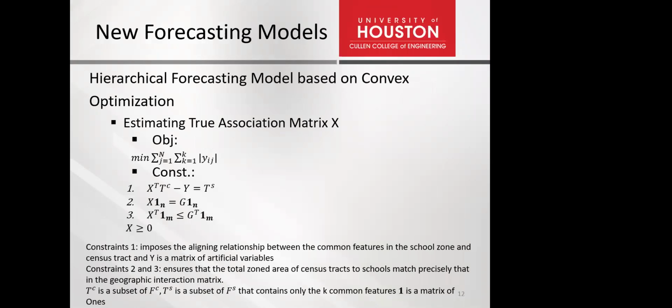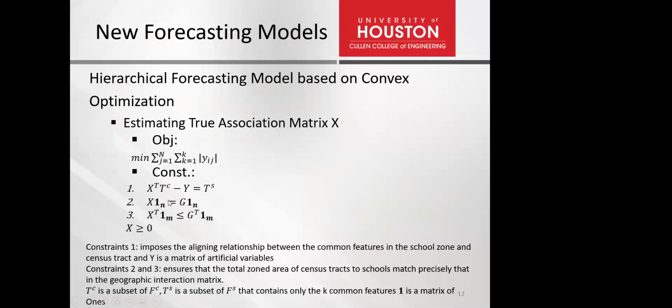So what we proposed was a new hierarchical forecasting model, which first finds an association matrix to align the common features between school zones and census tracts while solving a convex optimization problem. What we have here is that we want to map the census tract and school zone common features, which are TC and TS, TC for the census tract and TS for the school zone. We have this interaction matrix X, which can map these two very precisely, where Y is any kind of mismatch, our surplus variable.